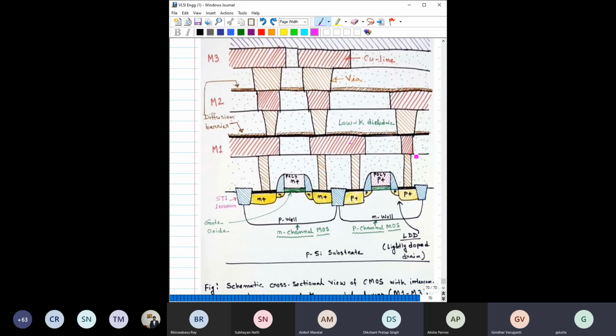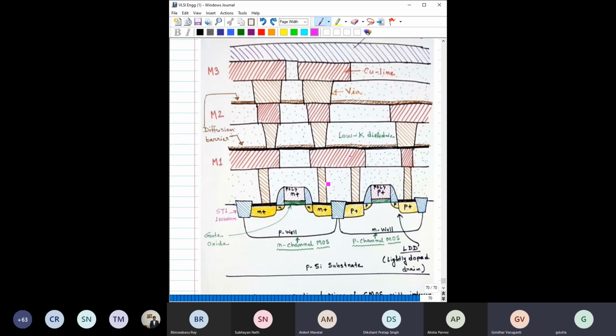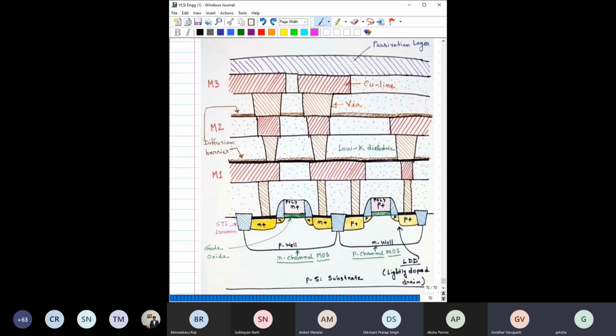Then on top we have some oxides and we have taken connections. It's called a via. So with this via you have taken this line. So this is called metal line 1. Then you have this metal line 2, because there are multiple devices, not only one inverter, right? So you have to connect. So you take multiple metal lines, go above, and connect the whole circuit together, right? Finally, you have this passivation layer.